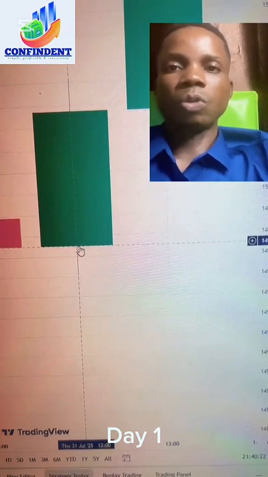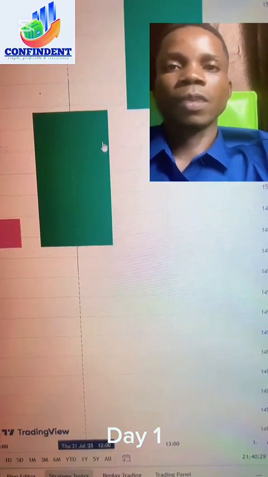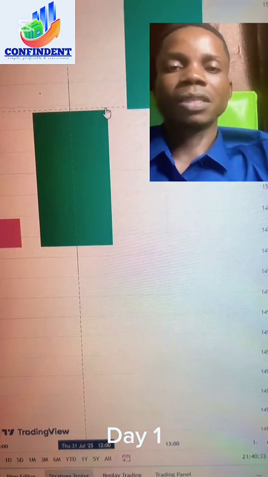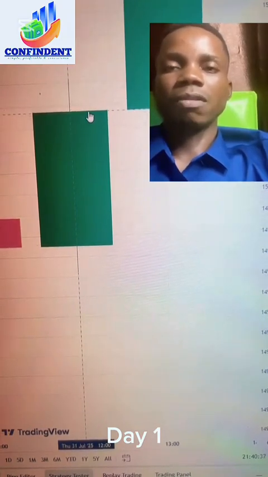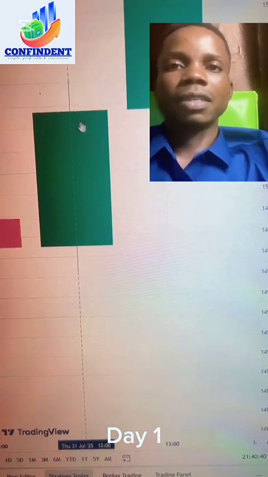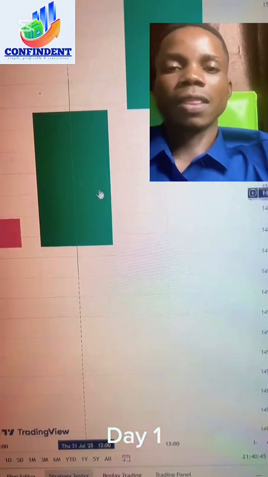When we say bullish, it simply means something that is going up. So when the candlestick opens at the bottom and closes at the top, it simply means it is a bullish Japanese candlestick. Remember that the color of the candlestick does not matter. I can actually change this color to anything I like.